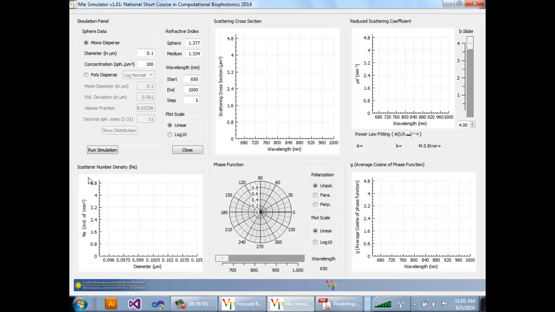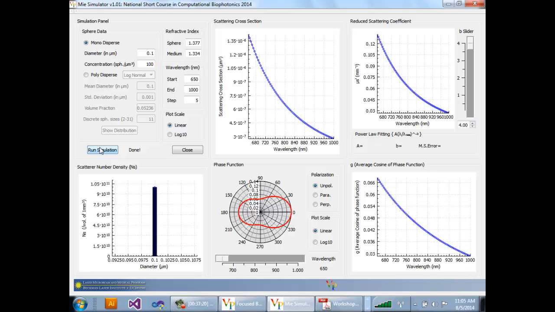So we use Mie theory to calculate the scattering efficiency and phase function, and then use that data to generate this scattering cross-section, reduced scattering coefficient, and G. We define number density depending on concentration. This is the number density for one cubic volume. So you'll see this kind of a plot, and there are some exercises you can do.